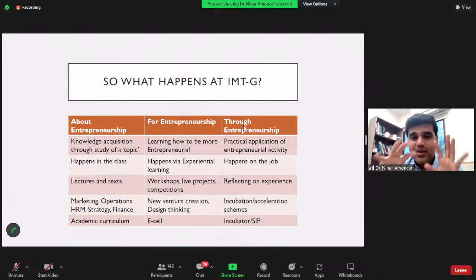So this is where you can fail in a safe environment. You can try innovative stuff in a controlled environment and test some of your abilities to become an entrepreneur in whichever context you may like.